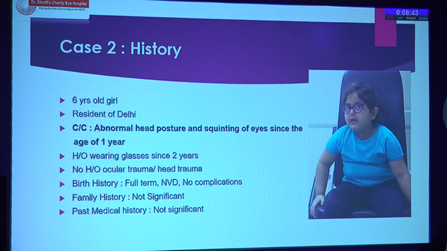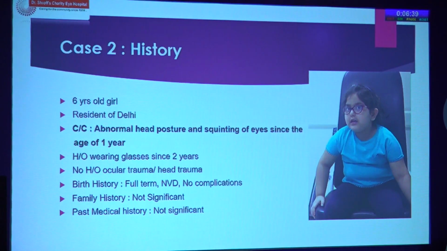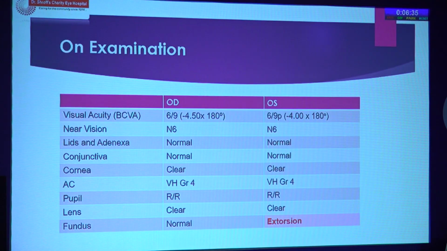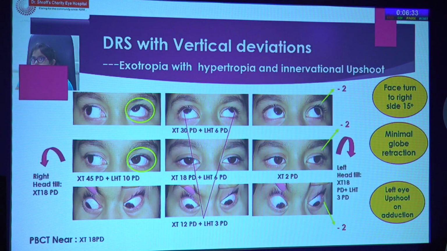Case 2, also a 6-year-old child with an abnormal head posture and squinting of eyes since the age of 1 year. We found an extorsion on the fundus in the left eye. This was again an exotropia of 18 prism diopters. She had a left hypertropia of 6 prism diopters, but there was very minimal globe retraction. Left, there was an upshoot on adduction, but this upshoot, if you grade it, is only around grade 1.